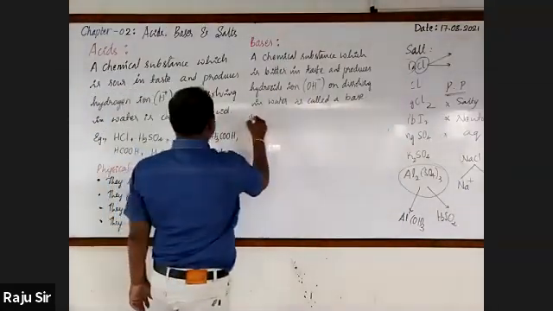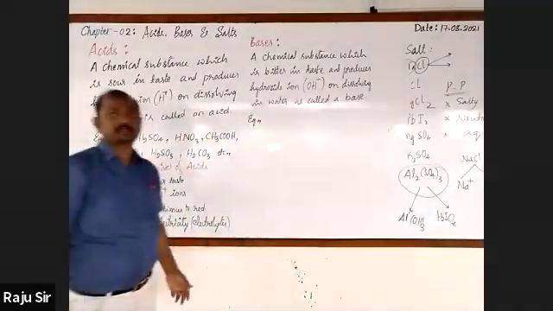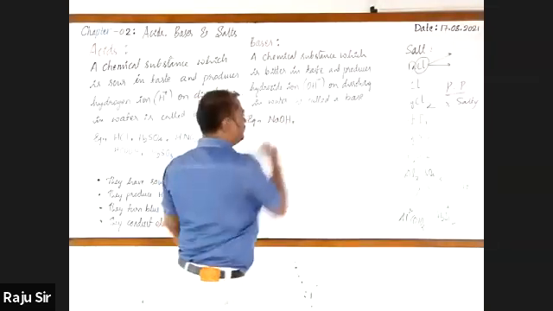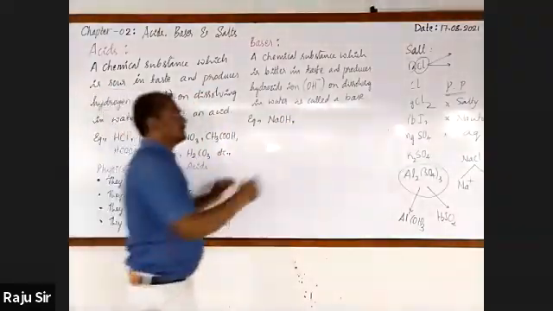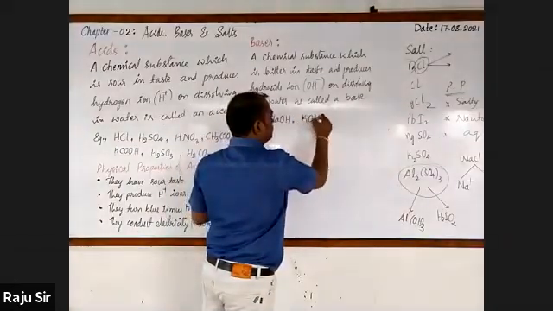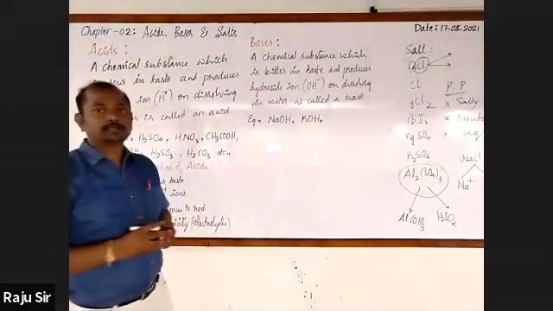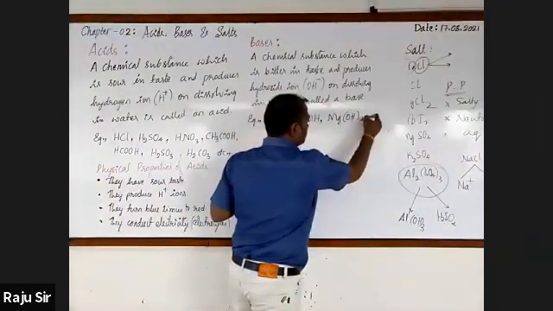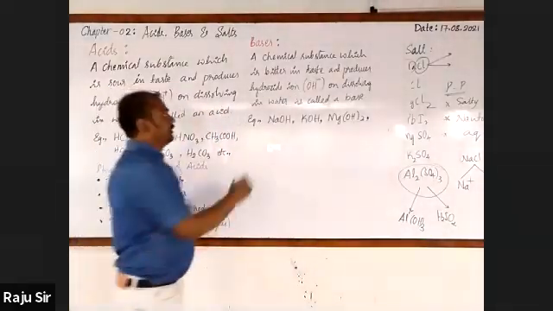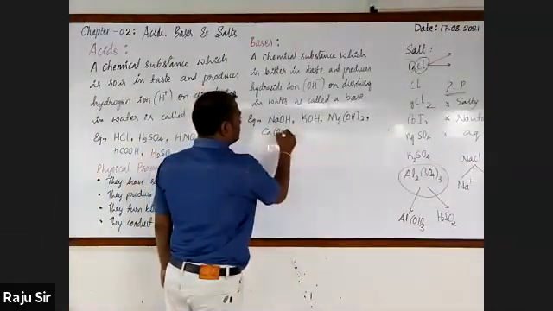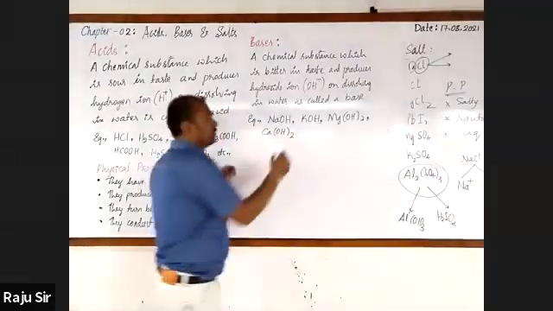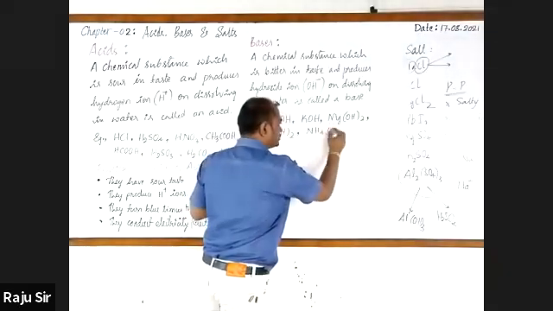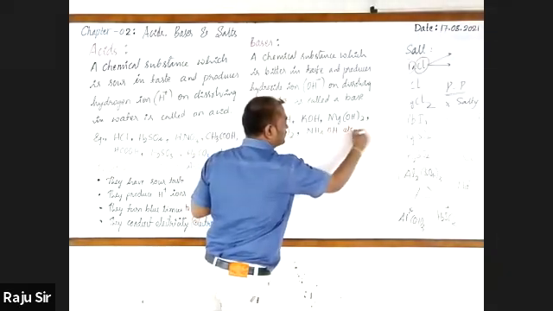Right, a few examples. The important bases are: one, NaOH, sodium hydroxide. Second, potassium hydroxide, that is KOH. Third, magnesium hydroxide, Mg(OH)2. Fourth, calcium hydroxide, Ca(OH)2. One more, ammonium hydroxide, NH4OH. Excellent.